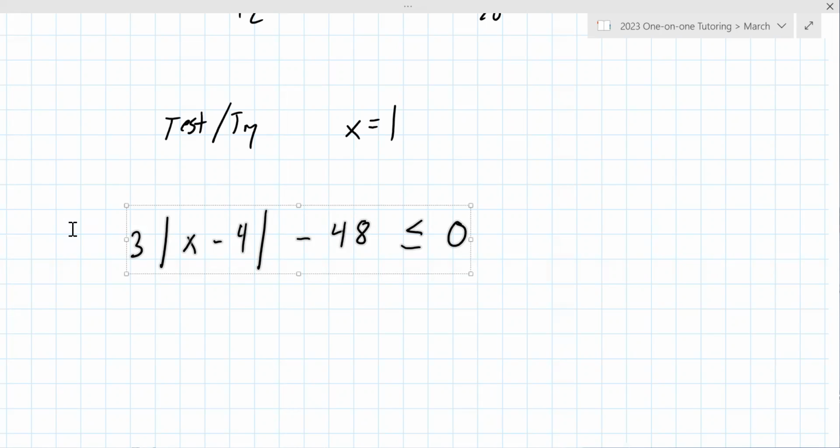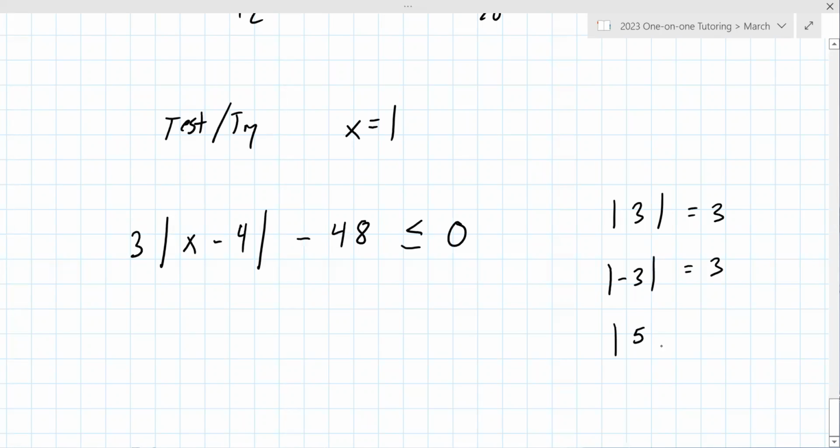If I have a -3 in the absolute value, what do I do? Do I put it into a positive? Yes, a good question. The absolute value of 3 is 3. The absolute value of -3 is also 3. The absolute value of 5 is 5. The absolute value of -5 is 5. Do you see a pattern here? Yeah, it always returns a positive.